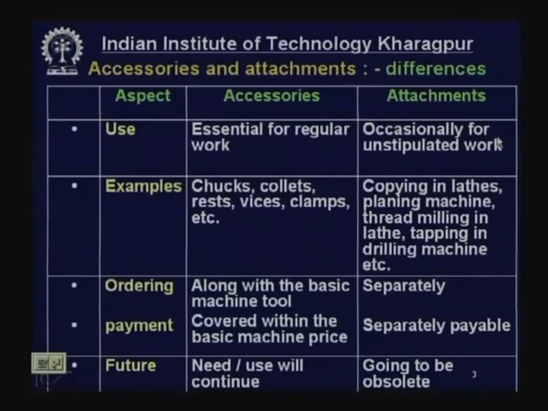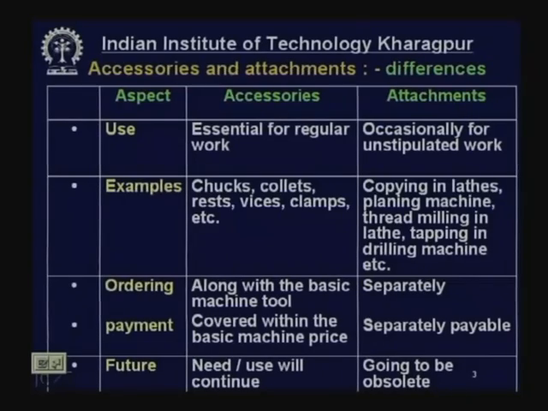But attachments are very occasionally used and are beyond the stipulated range. Suppose a lathe has some stipulation, and you want to do something which cannot or should not be done in a lathe, but we shall do it in a lathe deliberately with the help of an attachment. This is very occasional. Examples of accessories which are inevitable for regular work: chucks, collets, steady and follower rests, different types of vices, clamps and other things in different machine tools.